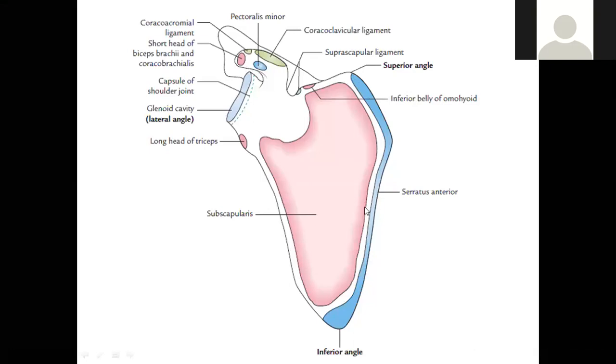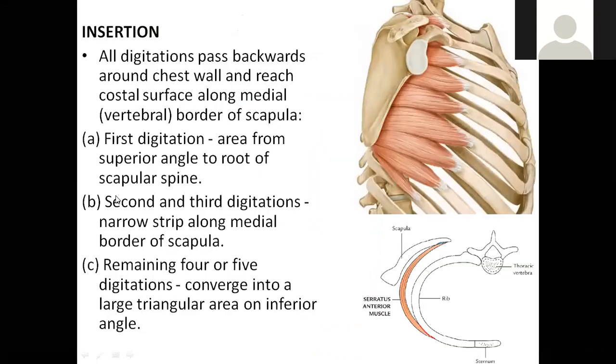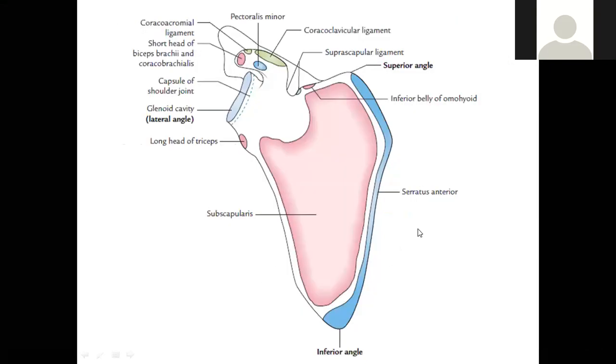See here, this is the medial border of the scapula. In this way you can remember easily. So this is the costal surface of the scapula and all along the medial border we are finding serratus anterior. So we have first, second to third and remaining 4 to 5. See, the first digitation is coming from the superior angle, from here till here. Then from here till the spine we have one digitation, and from here till the lower border we have the second digitation, and the last digitation we will find in the inferior angle.